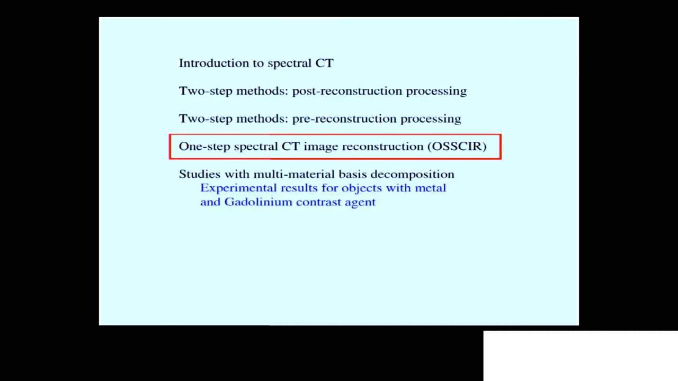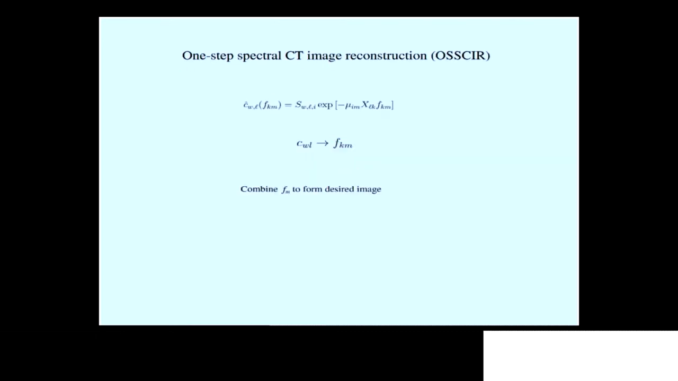All right, so the two-step stuff, the pre-reconstruction method, is not as easy as the post-reconstruction method, so it's not used nearly as commonly as the previous one. The one-step stuff is purely in the research domain now. This is where we're trying to go straight from the counts to the material maps.